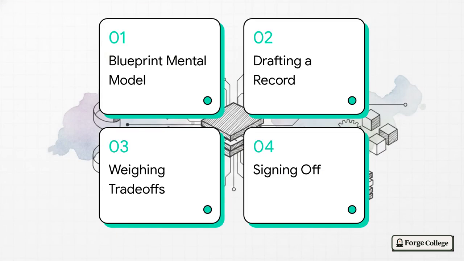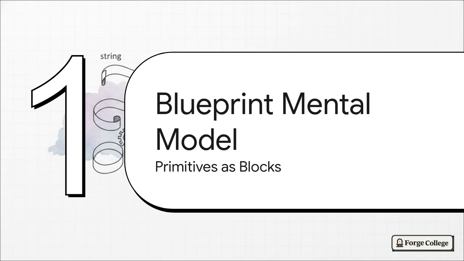Here is our engineering schematic for today's build. First up, the blueprint mental model. Second, drafting a membership record. Third, weighing the trade-offs. And finally, signing off the blueprint. Let's get to it. All right, Section 1, the blueprint mental model.